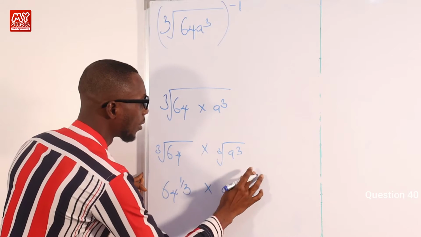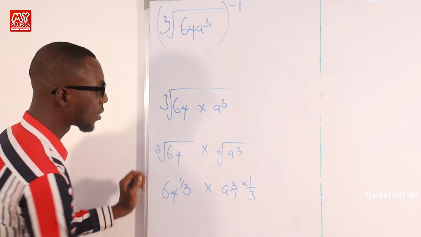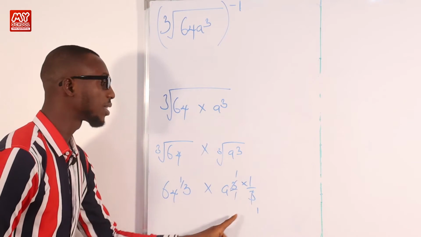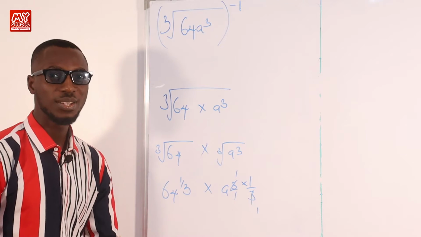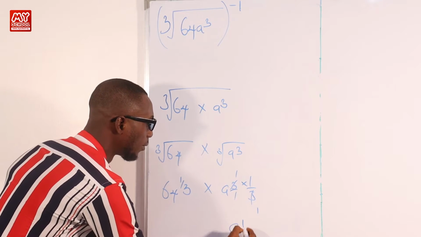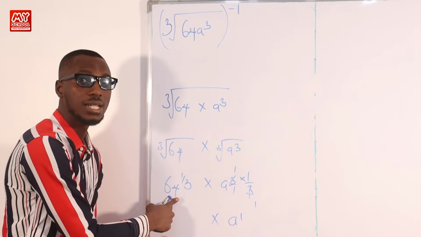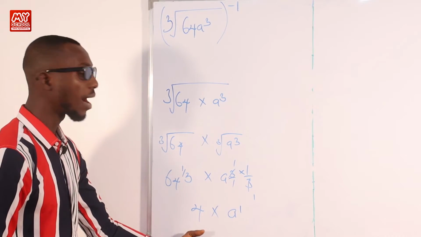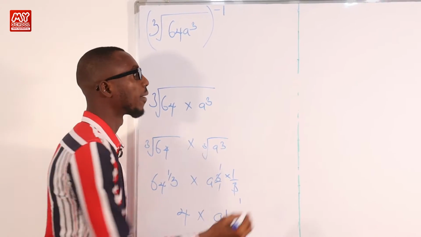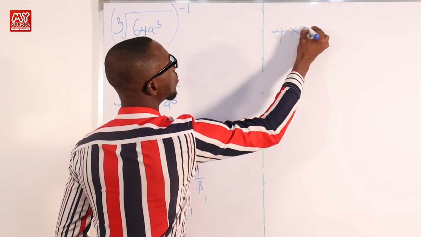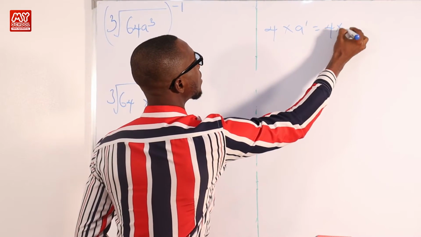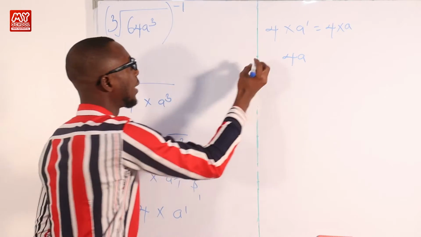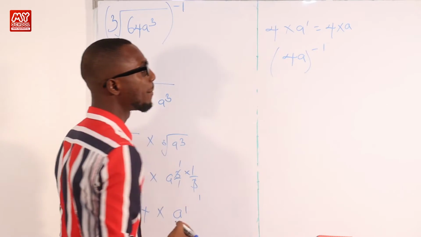1 over 3. So here 3 strikes out 3, so we have 1 times 1, that is 1, and 1 divided by 1 is still 1. So we have a raised to power 1 times the cube root of 64, that is 4. A raised to power 1 is still a, so we have 4a. Remember we have outside here raised to power minus 1.